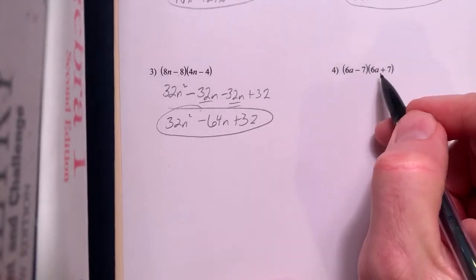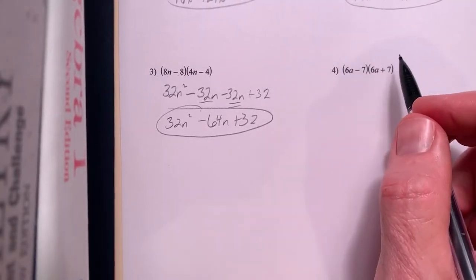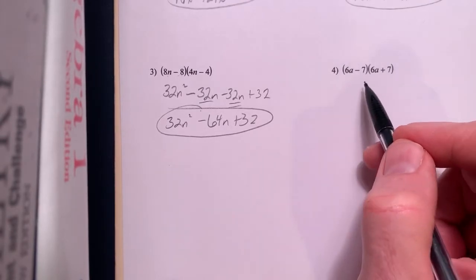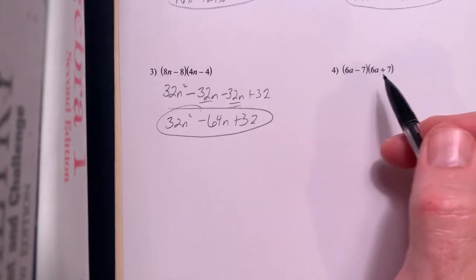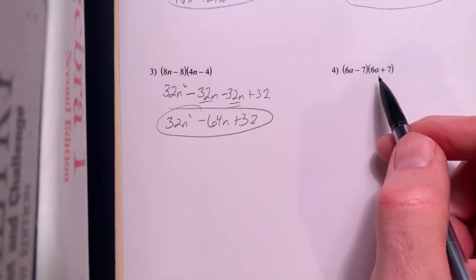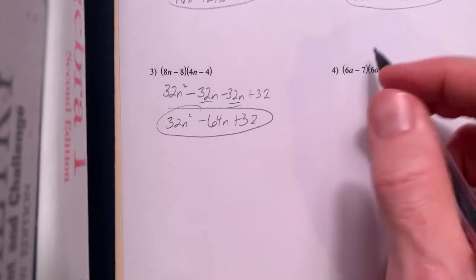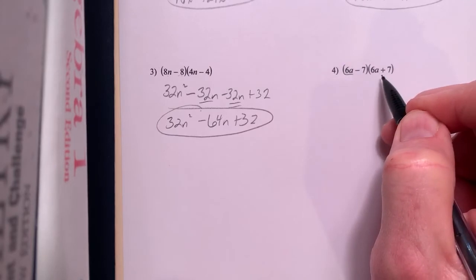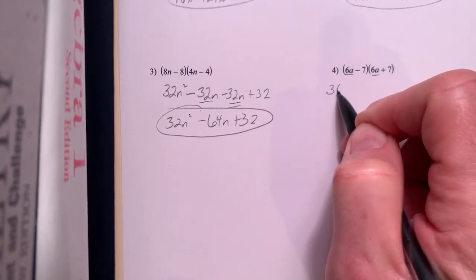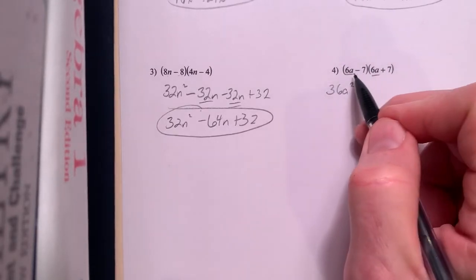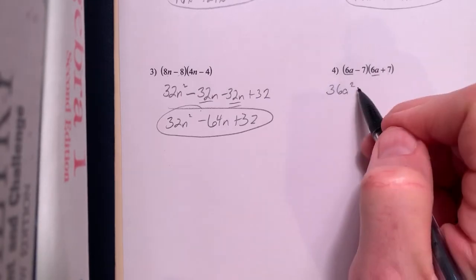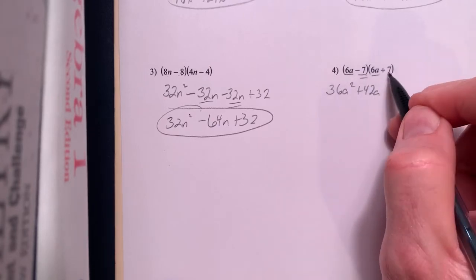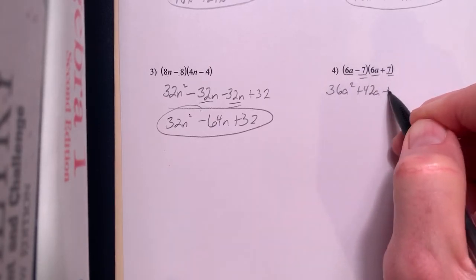Looking at example 4. Now, if you remember from last week, this is an example of a product of a sum and difference. You can use that property and do that, but I'm just going to go ahead and FOIL. It works exactly the same. 6a times 6a is 36a squared. 6a times 7 plus 42a. Negative 7 times 6a is negative 42a.